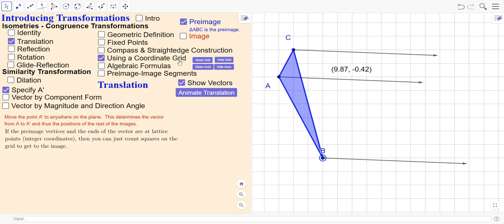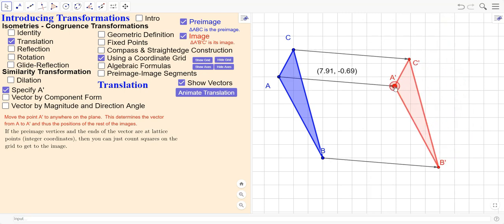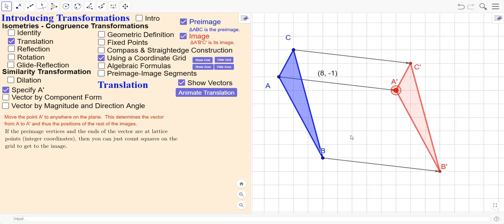And we want to use this to use the grid to help us see what's going on here. In this case, instead of having to, say, use compass and straight edge constructions, we can make use of the grid, particularly if we've got nice lattice points, that is integer coordinates, or where the grid intersects points for the vertices. And kind of the same way for the vector.